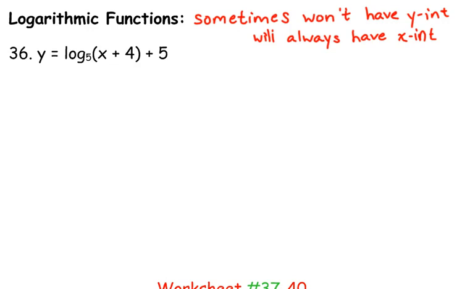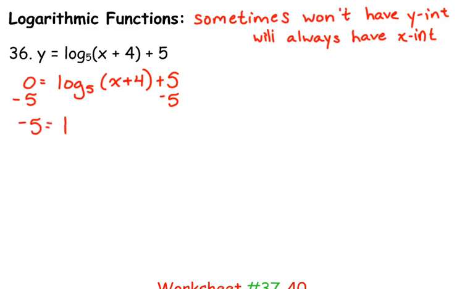Starting with the x-intercepts, that's when y is 0. So set the log equal to 0. Now, we've got to solve. So that means we've got to get the logarithm by itself to begin with. We need to subtract 5 from both sides. Now, this is not a problem. A logarithm can equal a negative number.